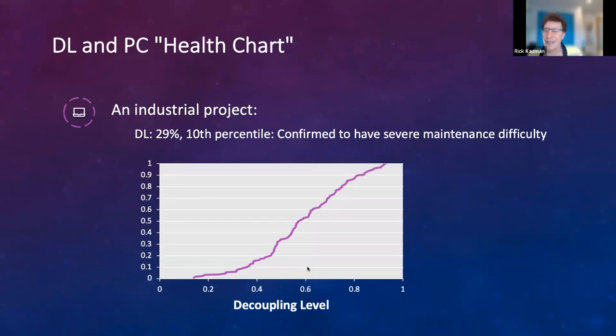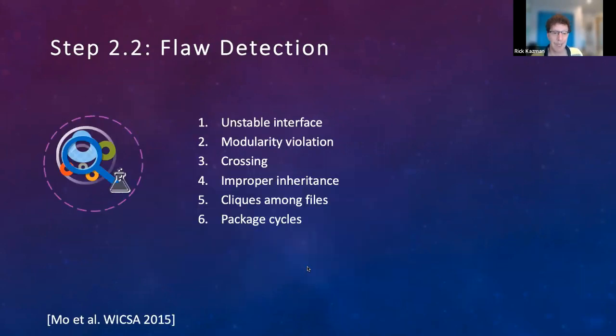So let's take an example. One project, this was an industrial project. Its decoupling level was 29%. That put it in the 10th percentile of our population of projects. And in discussions with the architects, it was confirmed that they had severe maintenance difficulty. The lead architect said that if they wanted to change one line of code in this project, they budgeted a person month of effort. No joke.